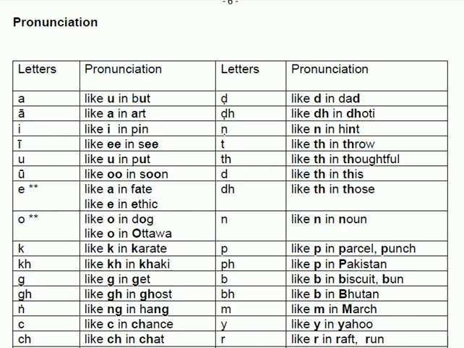Alright. On this page, you can see pronunciation. You can see a box here with four columns. The first column says letters, the second column pronunciation, the third column letters again, and the fourth column pronunciation. In the first column, here is the letter A, and the second column shows how to pronounce it. It says that the letter A is pronounced like U in but.